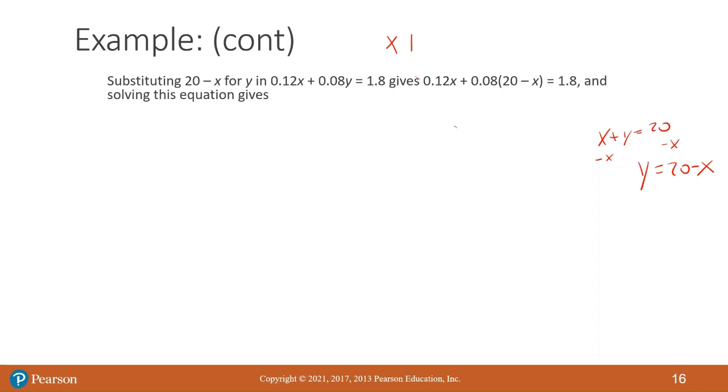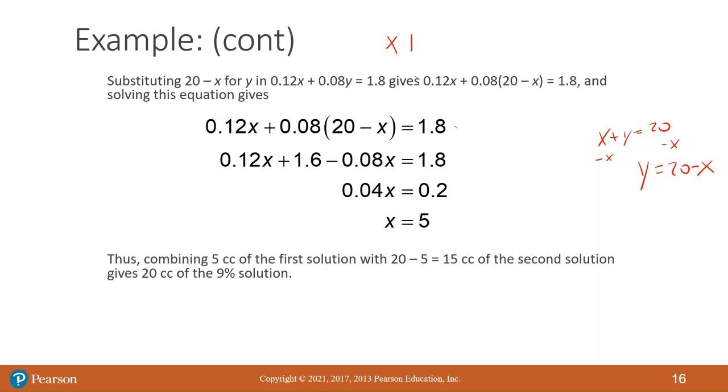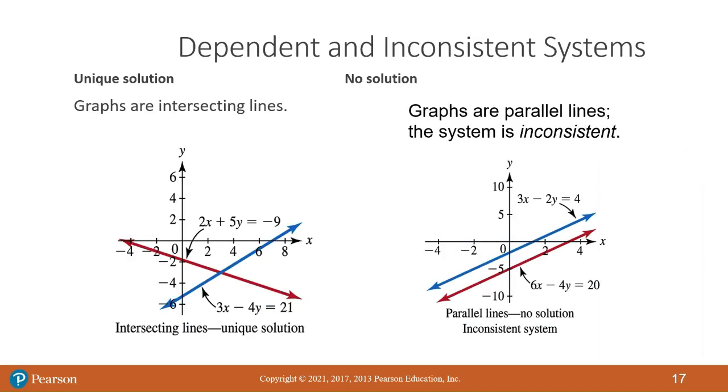If you plug that into that other equation, you get 0.12x plus 0.08 times (20 minus x) equals 1.8. And then you could simply solve that down for your x. So you get 0.12x plus 1.6 minus 0.08x equals 1.8. Then you combine like terms, subtract the 1.6 over, and you get 0.04x equals 0.2. Divide by 0.04, and x is 5, which means that 20 minus 5 equals 15. 15 has to be your second solution for your y.